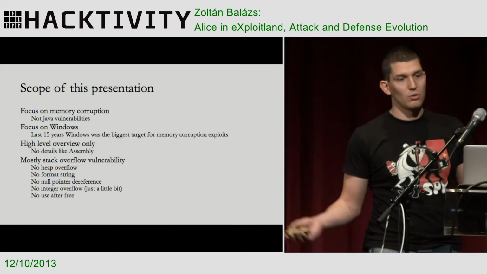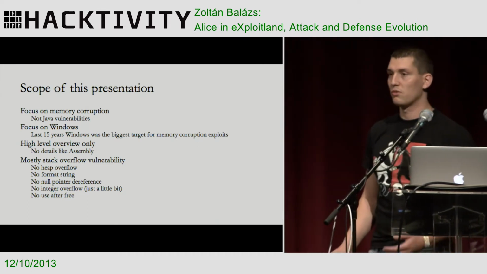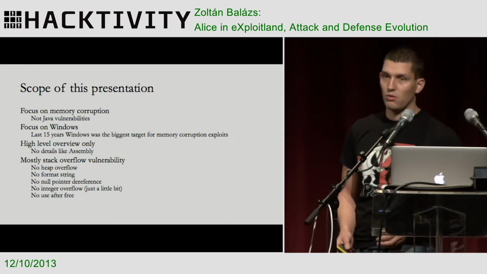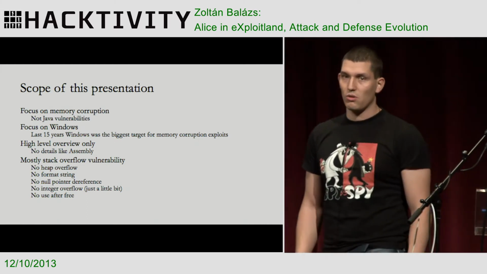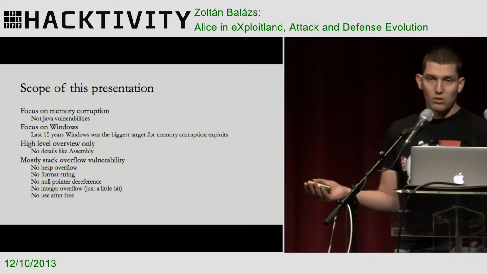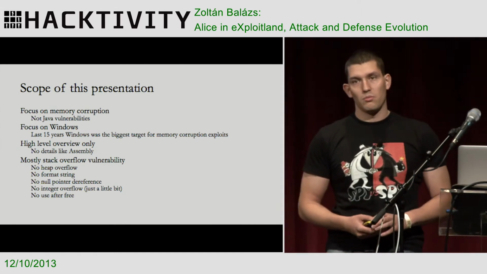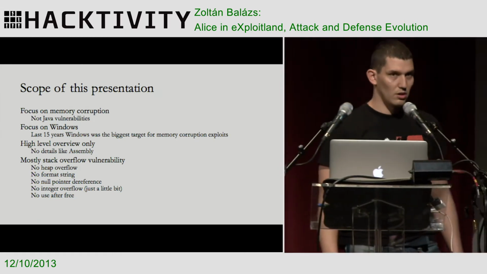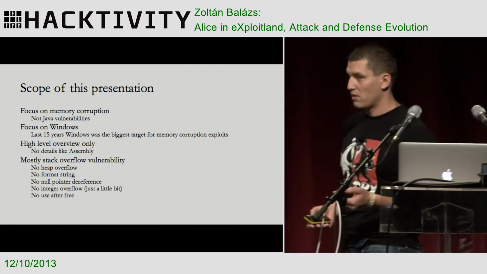Because this topic is so huge, I had to narrow it down, and I will mainly focus my talk on memory corruption exploits. So I won't talk about Java at all, because it's totally different. I will also focus my talk on Windows, not because I hate the others or I hate Windows. I just think that in the last 15 years, Windows was the main target from the memory corruption exploits point of view.